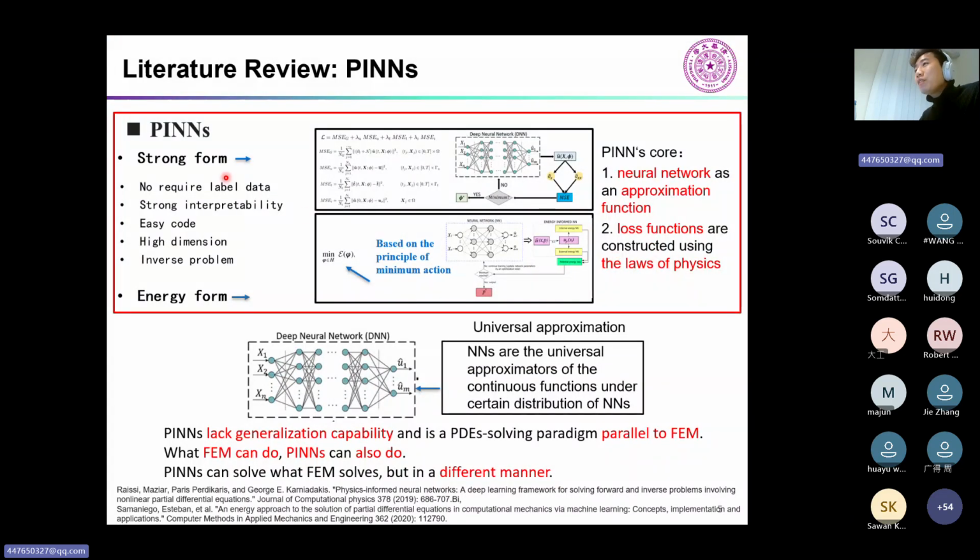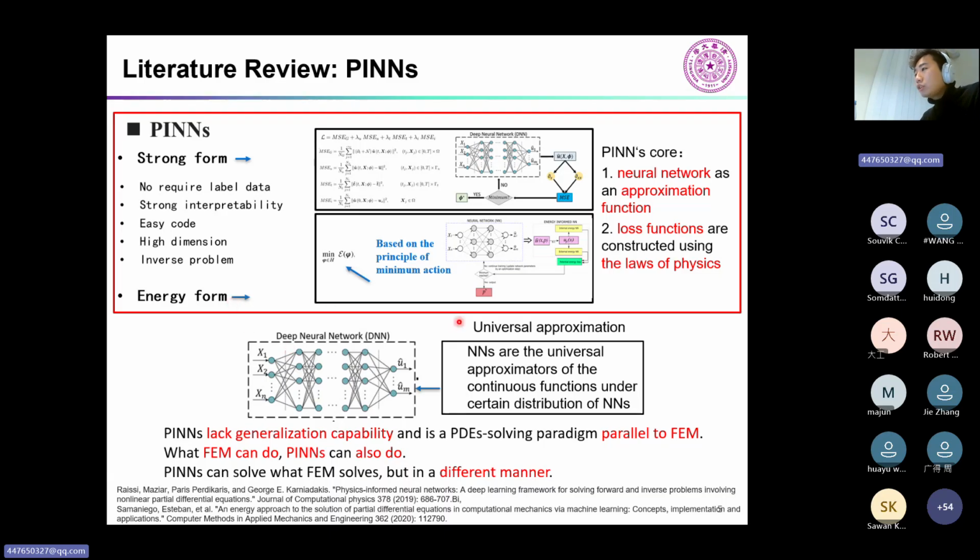Okay, there are 2 important forms in PINNs. The first one is the strong form, which was proposed about, I think, 7 years ago. It was proposed by Karniadakis' group. It is the original PINN. It's called the strong form. And the second important form is the energy form. It's proposed by Timon Rabczuk. It's called the deep energy method.